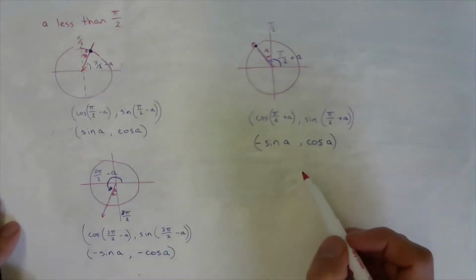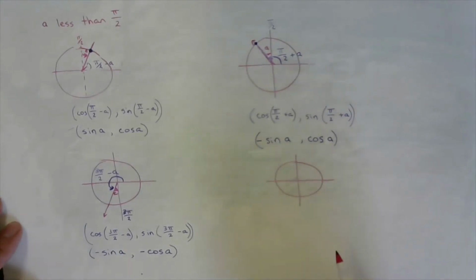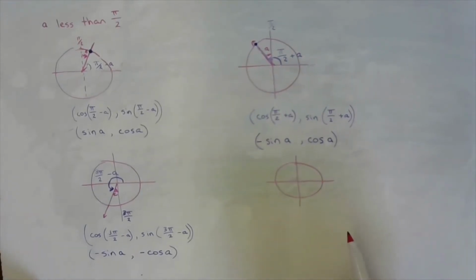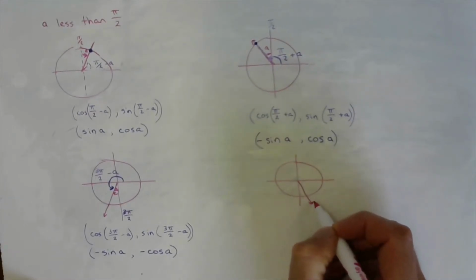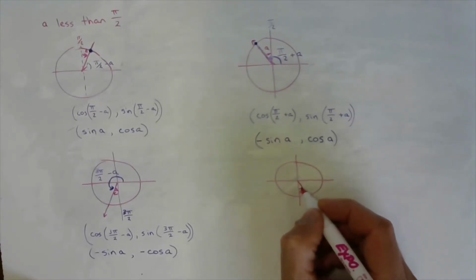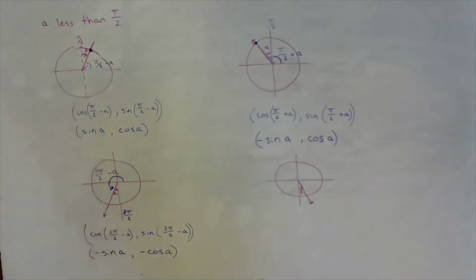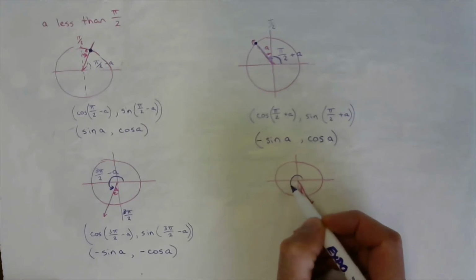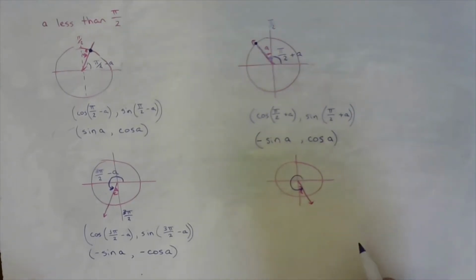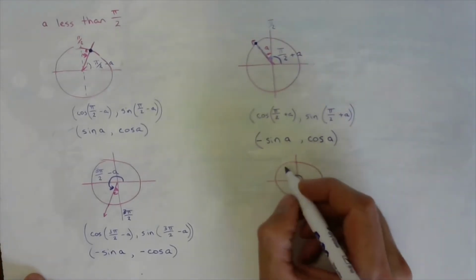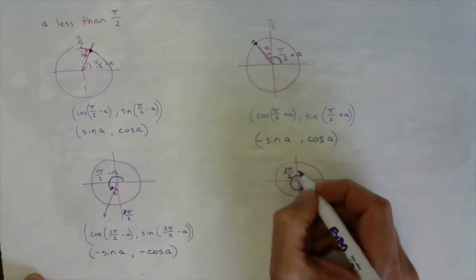One more diagram, one more circle, one more angle to talk about. The angle is, all right, here's angle A, right there, just a little one. And we're looking for a name for this angle that goes all the way around. So that angle would be 3 pi over 2 plus A.